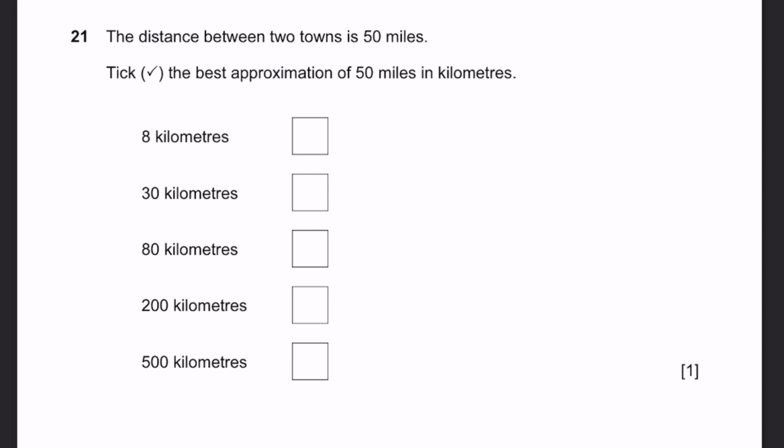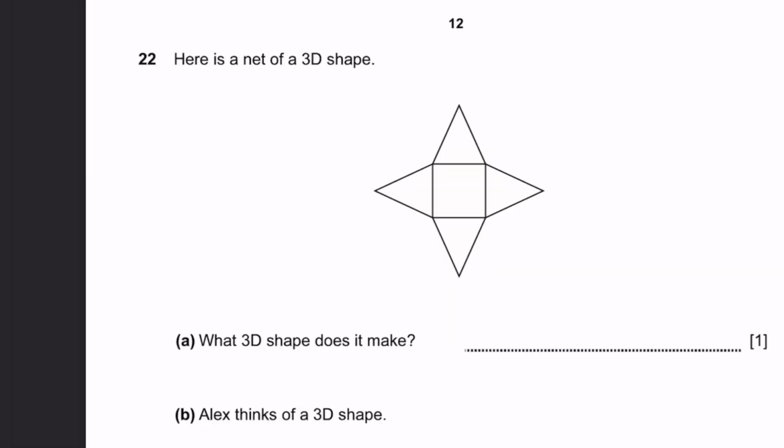Question 21. The distance between two towns is 50 miles. Take the best approximation of 50 miles in kilometers. So to get kilometers from miles, we multiply 50 by 8 by 5. And that'll be 80 kilometers. That's the answer.